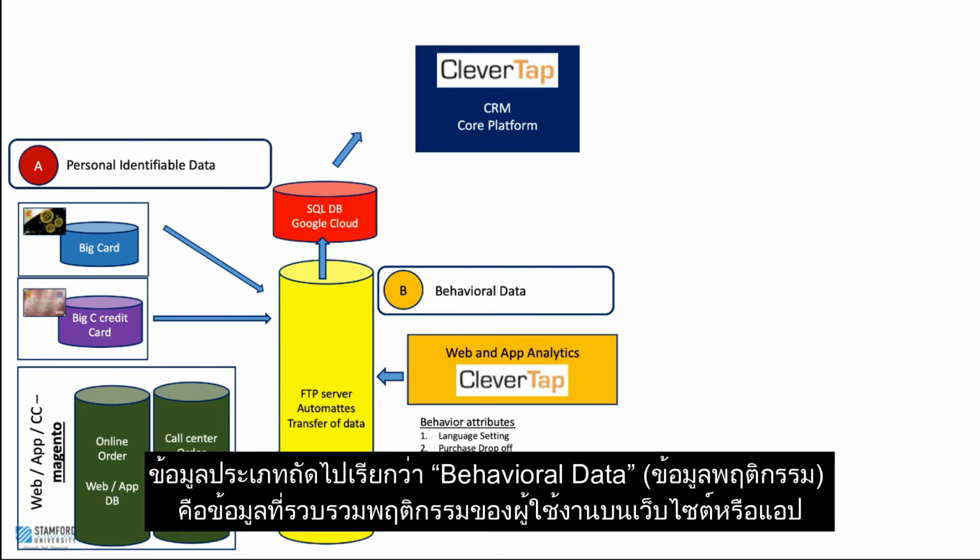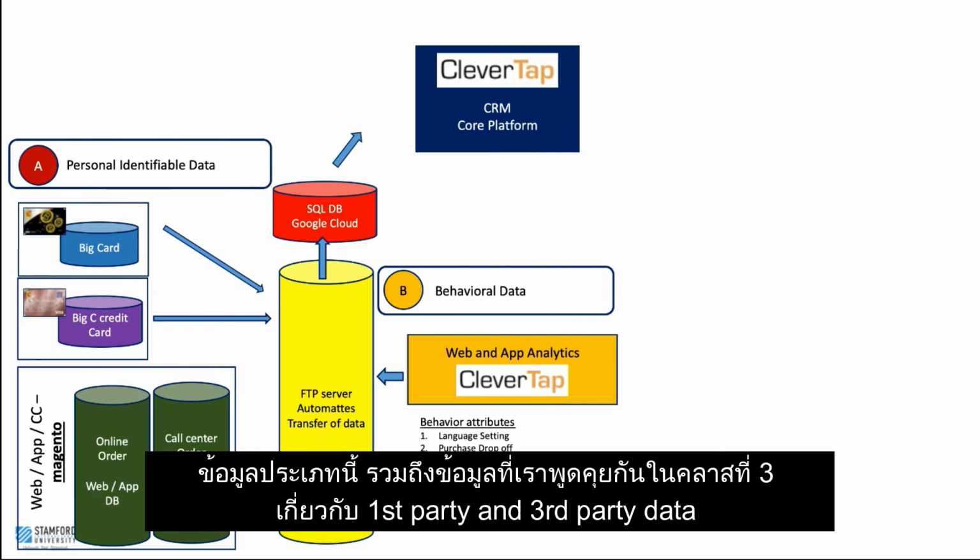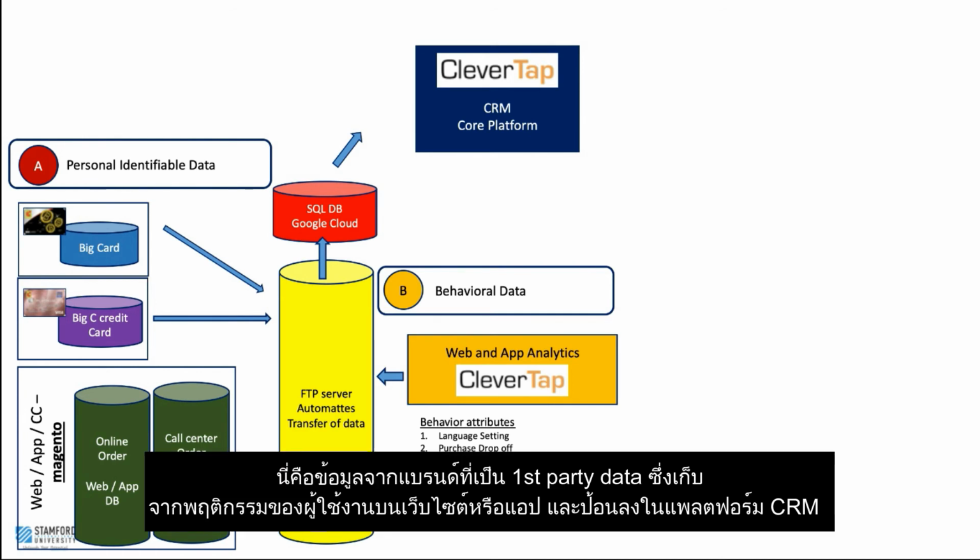The next type of data is known as behavioral data. This is data that we can collect about the user from their behavior on the website or app. So if you remember in the last session, we reviewed behavioral data that's collected via cookies. All right, it's the same concept. This is a brand's first-party data because it's data that they own by users visiting their web or app. We can track every action a user can take on our website or our app, and we can push that into the CRM platform.